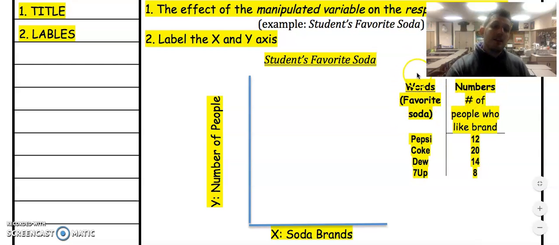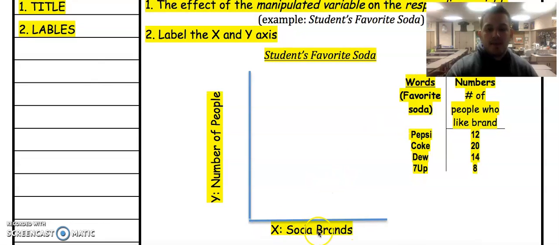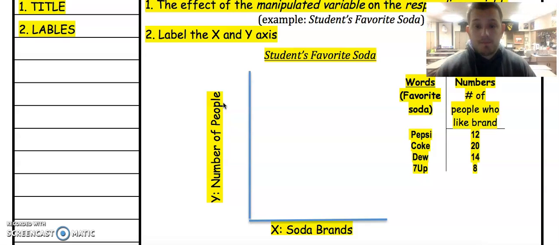So the X is going to be your words, your favorite soda. That's your manipulated variable, always on the bottom. So we have our soda brands on the bottom, X, that's our title. On the responding variable on the left side is called the number of people, because the numbers was our responding variable. That's the second step in making a bar graph, and I'm basing it off my T-chart that's right here.